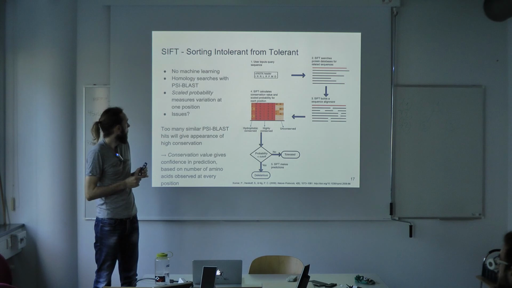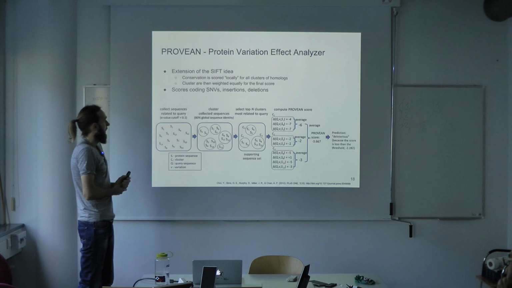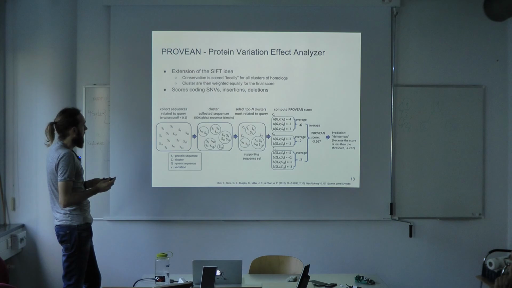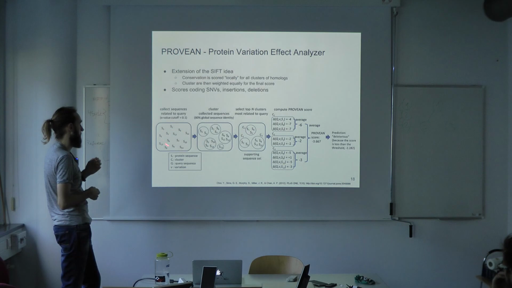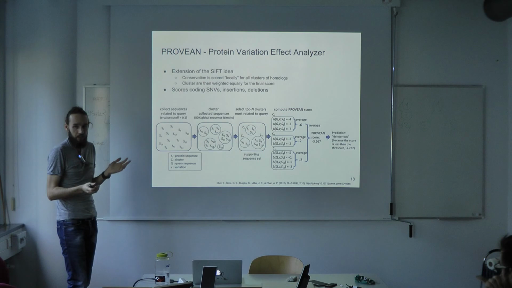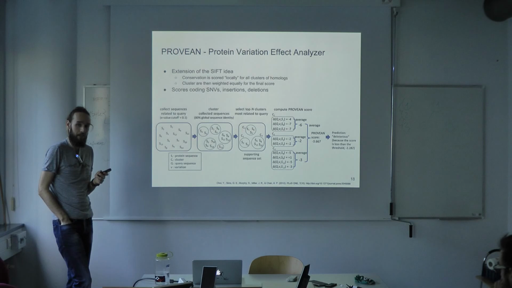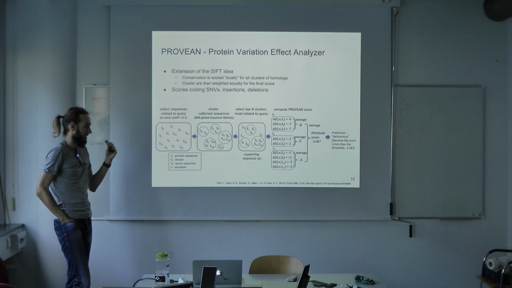Okay, an extension of that idea is PROVEAN, which is a much newer method now. Again, the basic idea is to look at the conservation. What they do differently here is you have a set of sequences, which are your similar sequences, the same ones we collected before, essentially. Before, we built one big multiple sequence alignment out of all of them. What they do here instead is, first of all, they cluster them. They use CD-HIT, again our clustering algorithm, at 80% sequence identity. And then they get clusters of sequences that are more similar than 80% sequence identity.